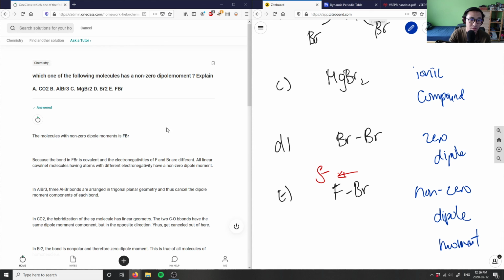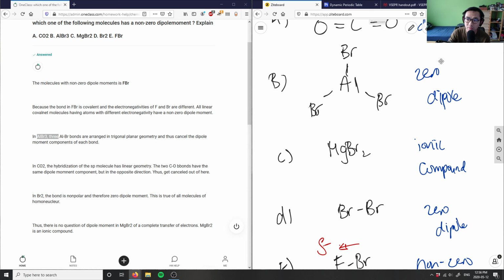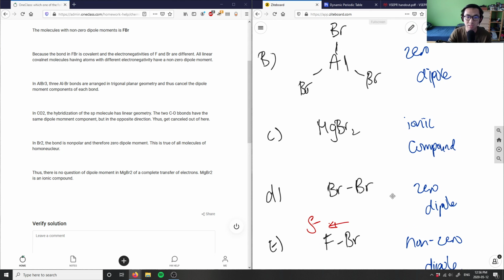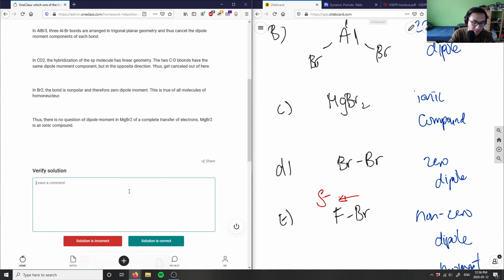And this solution is correct. So E is correct, right? So this is the correct answer. As you can see, F and Br have a difference in electronegativity. That's good. AlBr3 is trigonal planar, so it has a zero dipole. CO2 is linear, also has a zero dipole. That's good. Br2 is nonpolar because it's simply the same element, so it's not going to have a difference in electronegativity. And MgBr2 is an ionic compound, so it doesn't even have a dipole. So the solution here is correct.